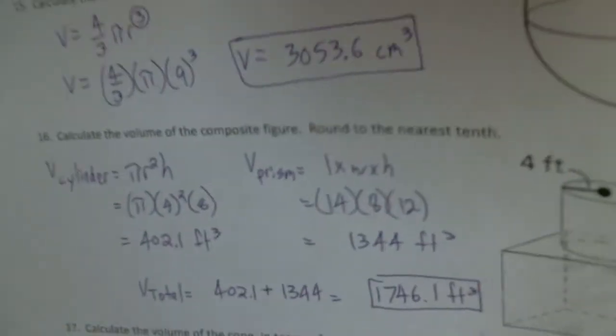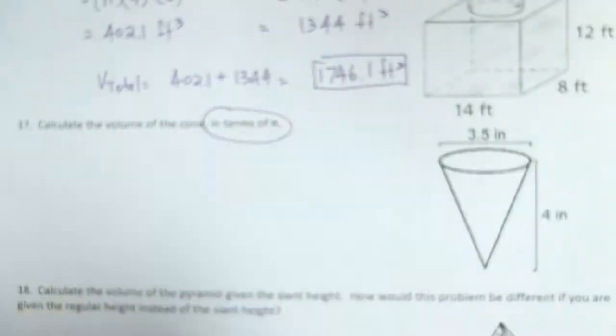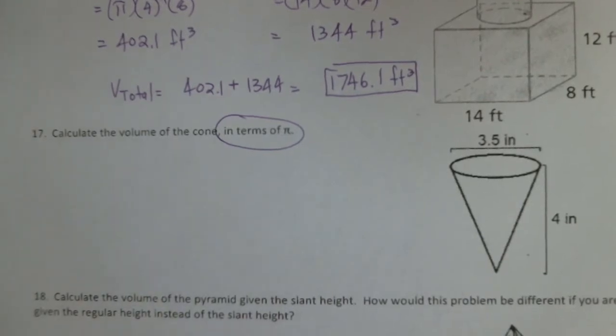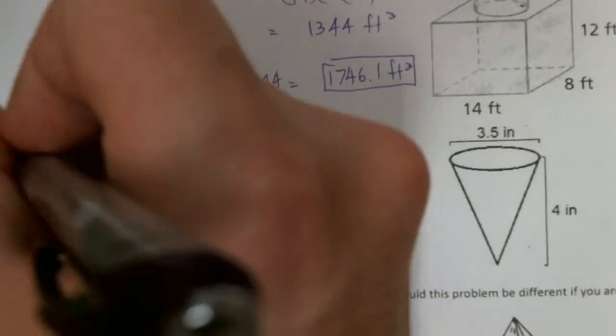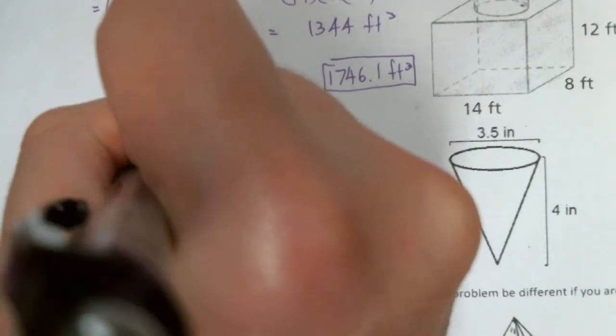All right, next one is a cone. Now this one, you gotta look, gotta pay attention. They ask you to leave it in terms of pi. That means you do not type in pi into your calculator. You will simply have the little pi symbol in your final answer. So volume is equal to 1/3 pi r squared h.